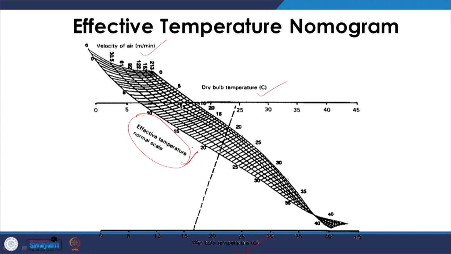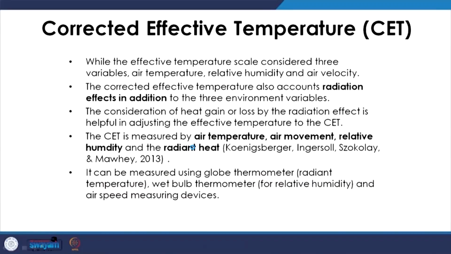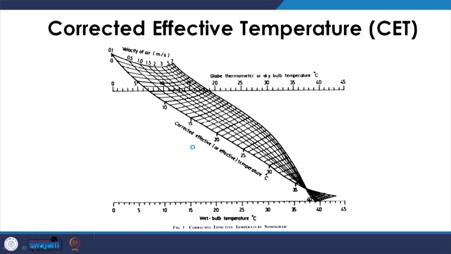So, this was one quantity which put together 3 parameters, but this was not enough, and more research started to happen from 1923. The next index which was developed was corrected effective temperature, CET, and in CET the additional quantity added was the radiation, the radiant temperature, which was taken into account by replacing the dry bulb temperature with the globe temperature. The velocity of air remained the same and the wet bulb remained the same, which took into account the relative humidity. The nomogram looks very similar, but it is not, and the index now was called corrected effective temperature, which took into account all the 4 environmental parameters.